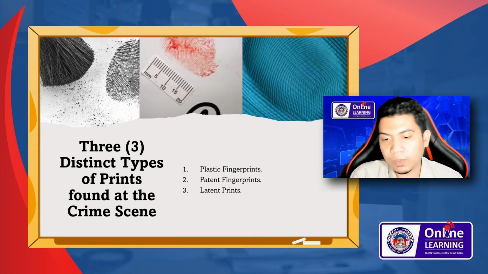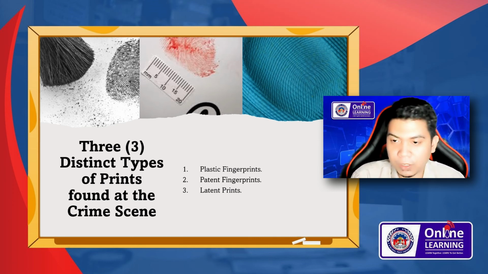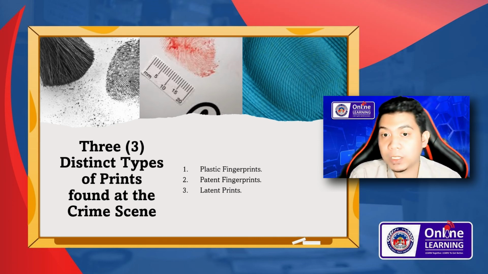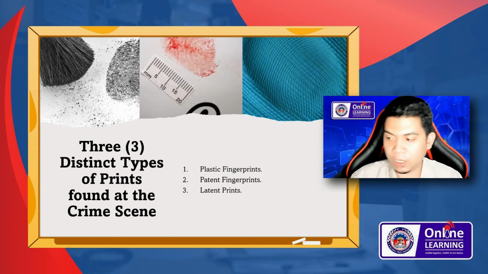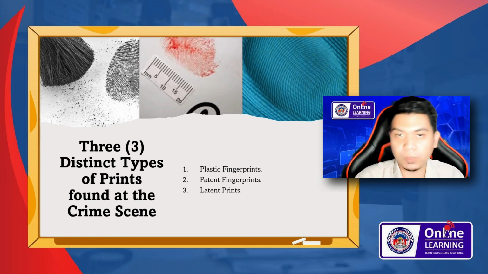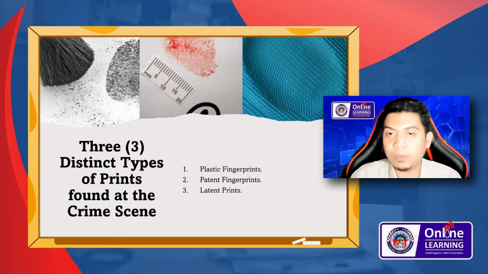So the next one, we have here the patent print. Okay? So when we say patent print, this is visible for the eye of individual. So makikita po kagad natin dito yung fingerprint or yung print ng isang tao. Okay? So, for example, lumawak siya sa blood, naidikit niya sa isang specific place or specific object, may iwan po yan dyan, visible na visible po kagad natin makikita yan. Ang tawag po dyan is patent fingerprint.